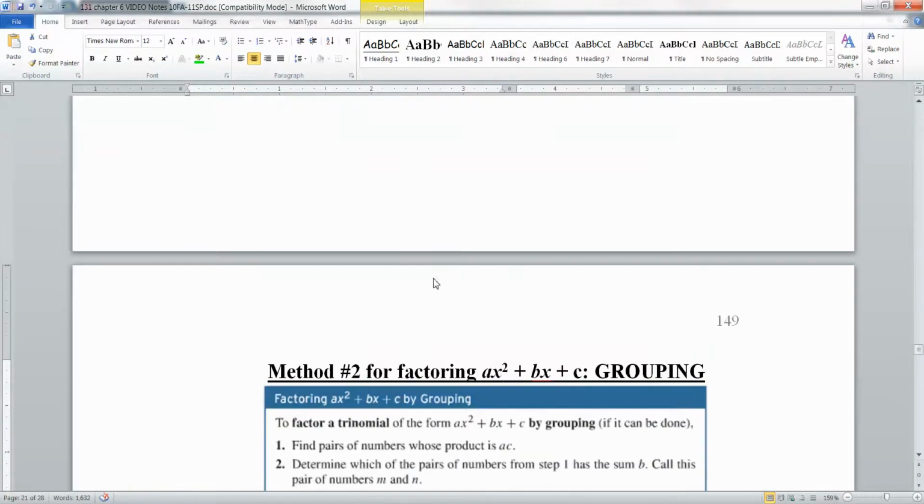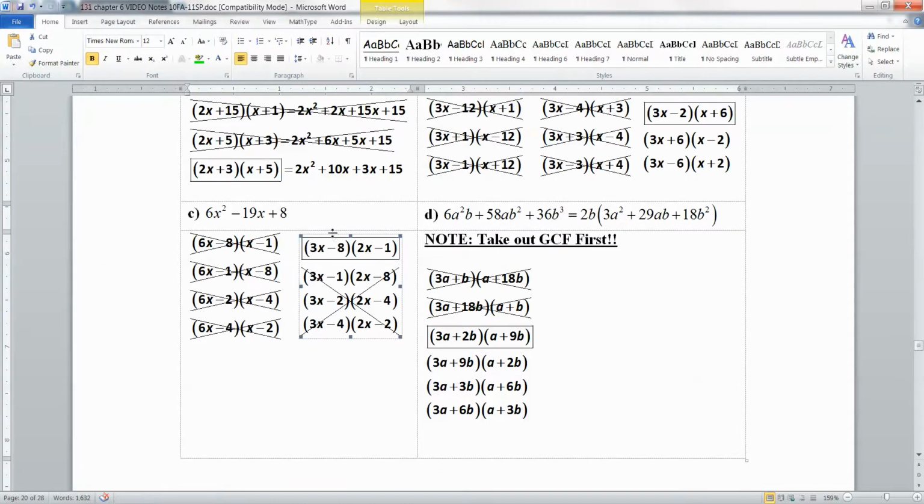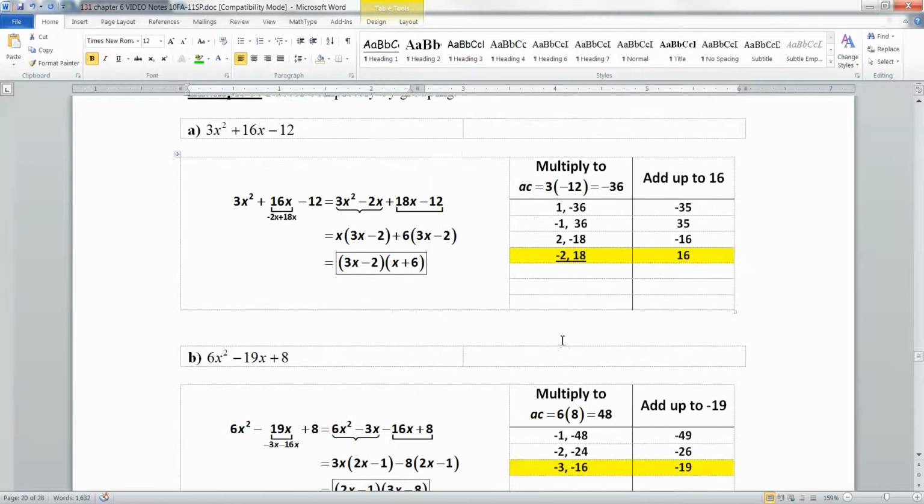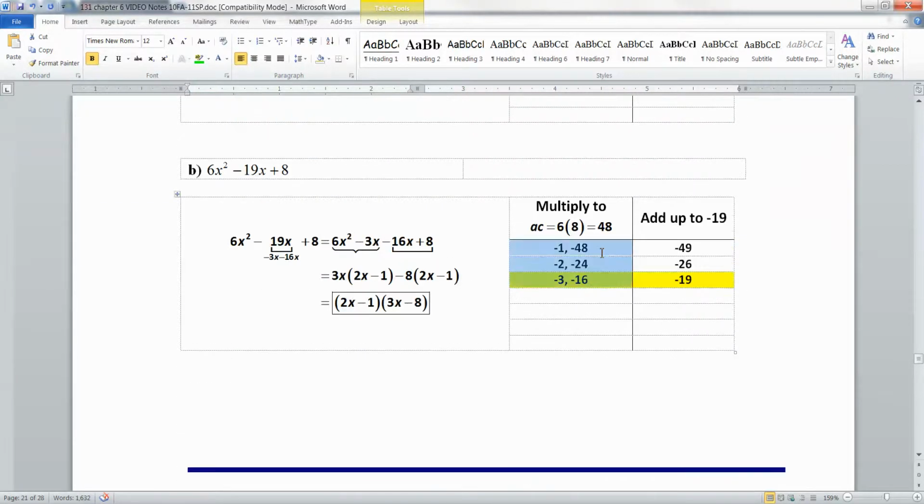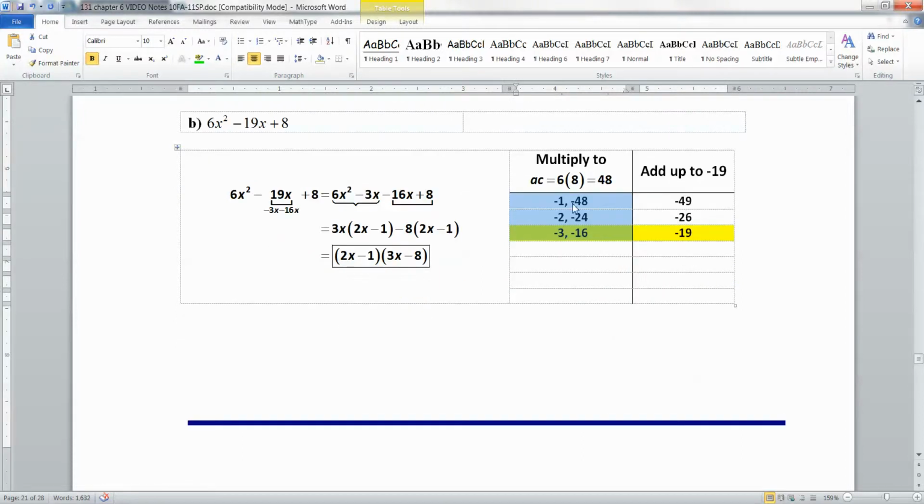Finished. You didn't have to do all this stuff where you had to find all these combos and try it out. The combos you find are right here. Much simpler. You don't have to FOIL. All you do is you figure out different things that multiply to 48 and then you check what they add up to and you're finished. Cool, huh?